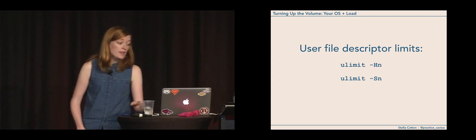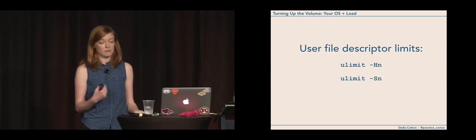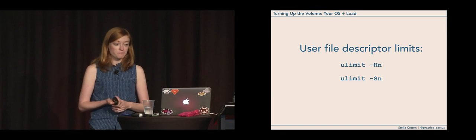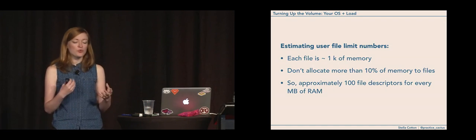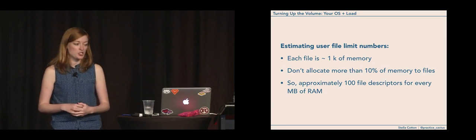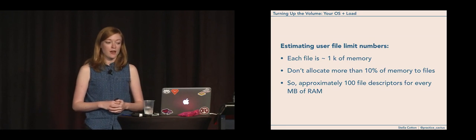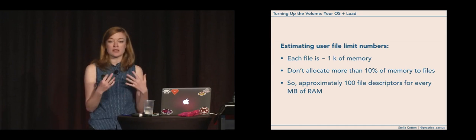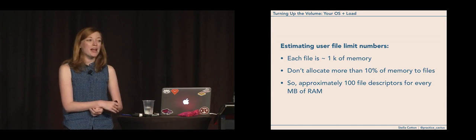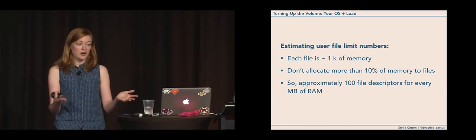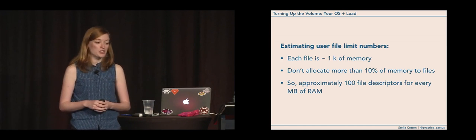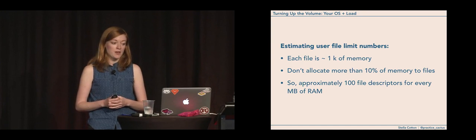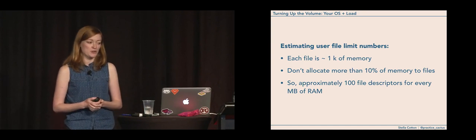You can view what these limits are for the user using ulimit. And to calculate a number to set, there's a rule of thumb from the 2.6 kernel documentation. Each file handle is approximately 1K of memory. You don't want to allocate more than 10% of your memory for this by default. So it comes out to be about 100 file descriptors for every megabyte of RAM. You start there and see if your issue goes away.